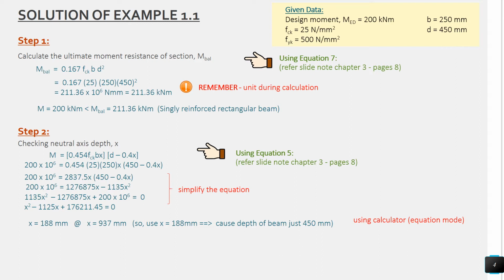Checking value of neutral axis depth whether it complied with Eurocode 2, equal or less than 0.45 d. X divided by d is 188 divided by 450 and the answer is 0.42, less than 0.45, so complied with the requirement of Eurocode 2.